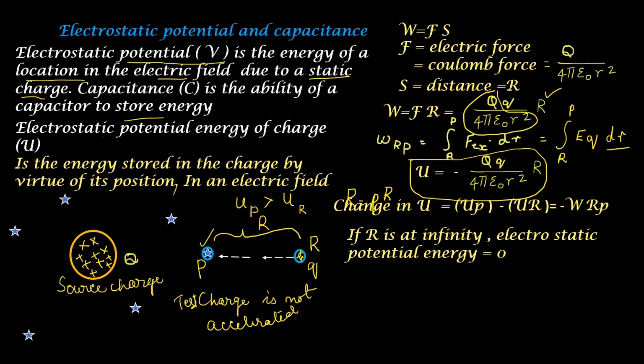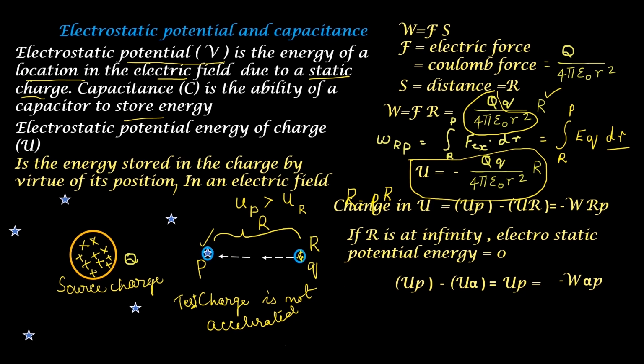Then potential energy at P minus potential energy at infinity is equal to potential energy at P, because potential energy at infinity is equal to 0. Then that is equal to negative work done from infinity to P. So now we have found out the energy acquired by the charge when it is shifted from R to P is equal to the work done on the test charge to shift it from infinity to that point.